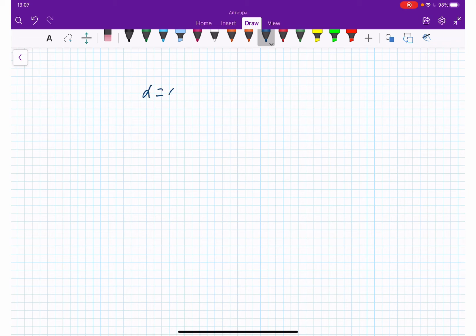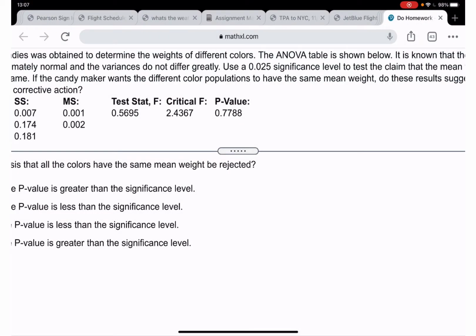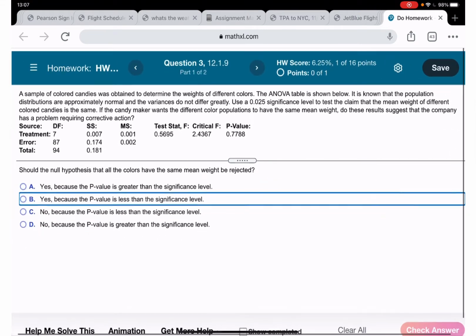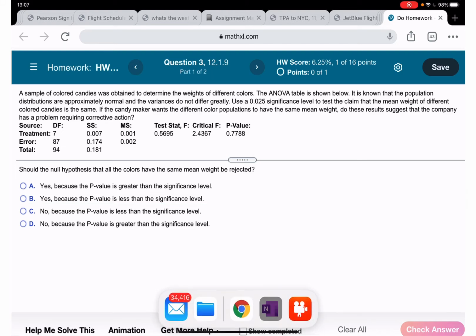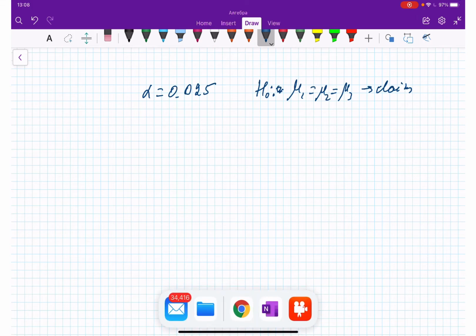Alpha is equal to 0.025 significance level to test the claim that the mean weight of different color candies is the same. Okay, so our claim is going to be mu1 equals mu2, or in whatever we have mu3. This is our claim.